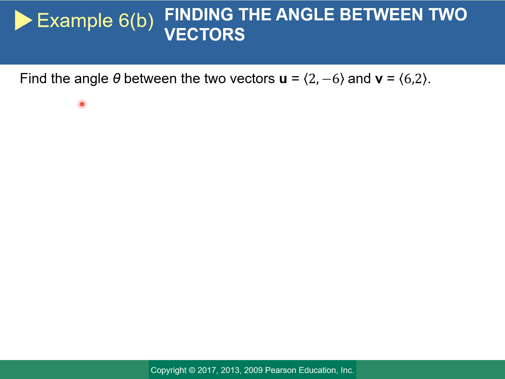Let's do this again with two new vectors. Find the angle between the two vectors, (2, -6) and (6, 2). If you want to, pause this and try to work this out before I show you any of the steps.